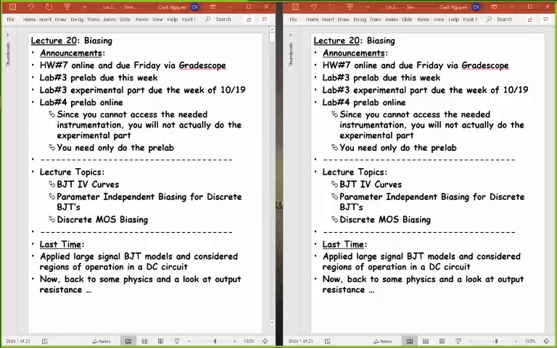So that lab requires the 4145 semiconductor parameter analyzers, and those are big pieces of equipment that sit in the lab that you'd be able to access if this were an in-person class, but right now it's just not possible. So instead of actually measuring some of the things you'll measure, you'll at least calculate some of those things as you usually do in pre-labs.